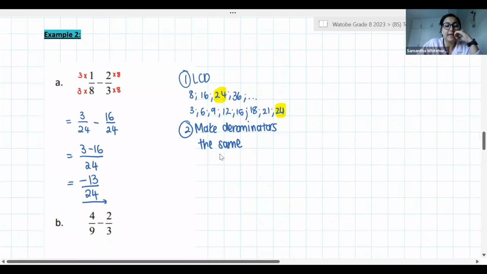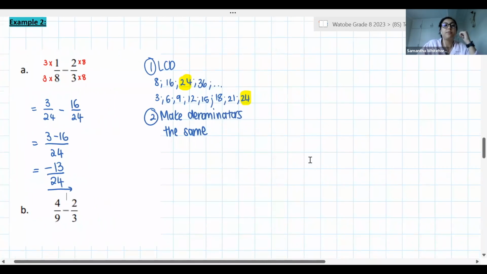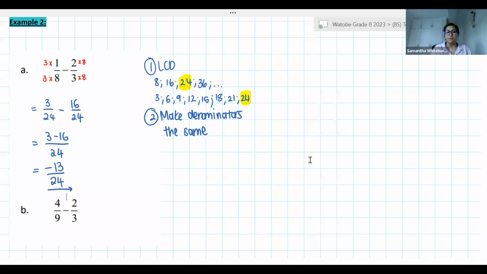Right, so guys, again, I want you to try B here. I'm going to leave example A up just so that you can see how we did it. I want you to try B for me. So we've got 4 over 9 minus 2 over 3. Remember, find your LCD. Remember to make your denominators the same. And remember, only once you've done that, i.e. find your LCD, can you add or subtract. Right, be careful of your signs. Make sure you've simplified.